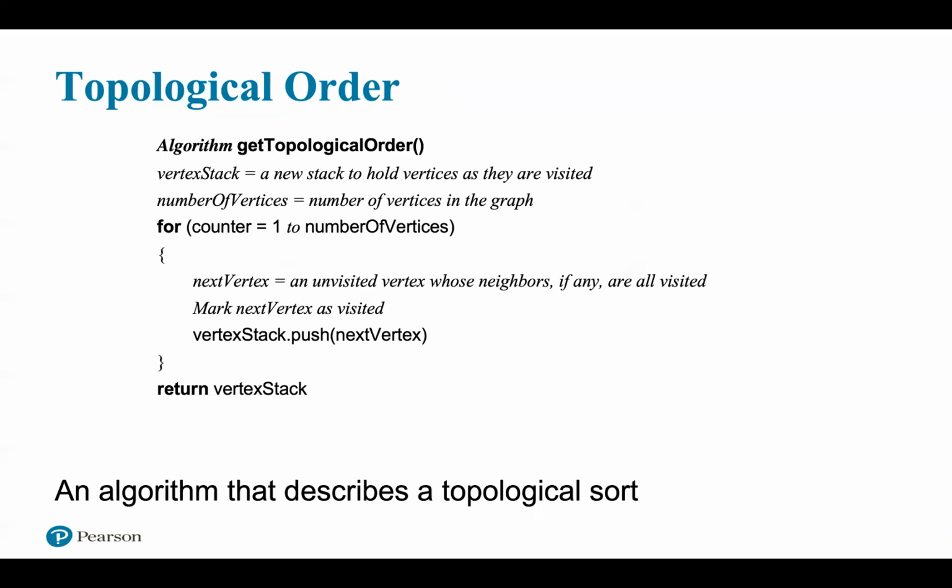We can begin a topological sort by locating a vertex that has no successor, that is, no adjacent vertex. Finding this vertex is possible because a graph has no cycles. We mark the vertex as visited and push it onto a stack. We continue by finding another vertex U that is unvisited and whose neighbors, if any, are visited. We mark U as visited and push it on the stack. We proceed in this way until we have visited all the vertices. At that time, the stack contains the vertices in topological order, beginning at the top of the stack. And so the algorithm we're showing here describes this topological sort.